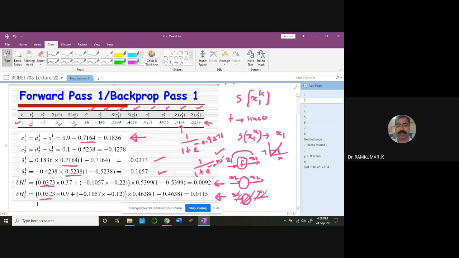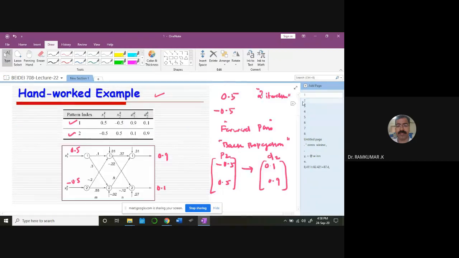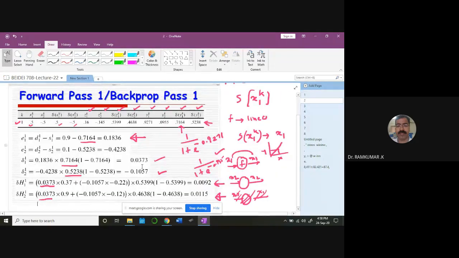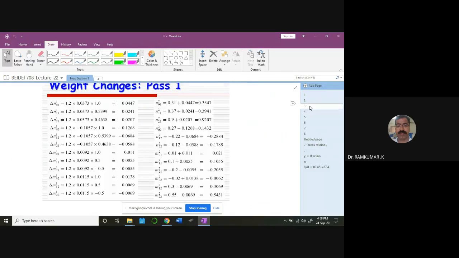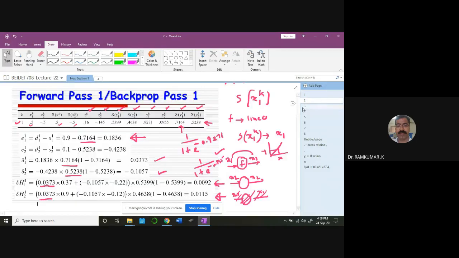So I can compute two hidden layer deltas because I have got only two nodes. Is it clear? Anybody wants me to repeat this? The idea is clear, how we are computing the second one. Once you have computed that, the rest of the steps are direct.